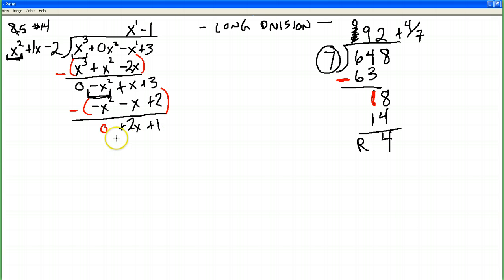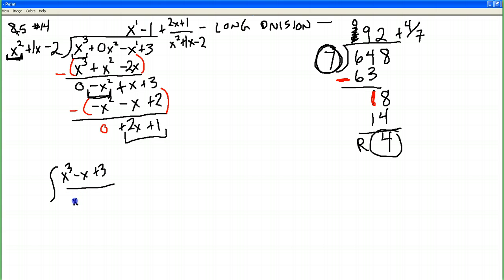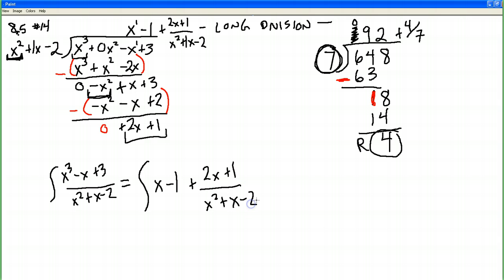So that's my remainder. And what did we do with our remainder before? We took it and divided by my denominator, the thing I was dividing into it. So I have plus 2x plus 1 all over x squared plus 1x minus 2. So if I'm now thinking integrals, instead of taking the integral of x cubed minus x plus 3 divided by x squared plus x minus 2, which I could not do a u substitution for, well, what I did is I just rewrote it as x minus 1 plus 2x plus 1 over x squared plus x minus 2.